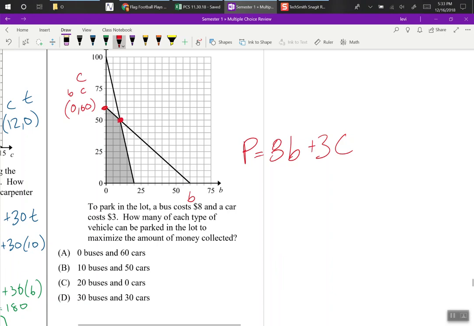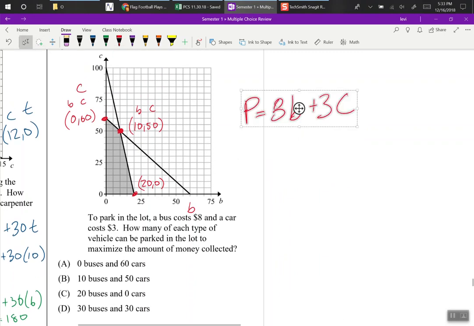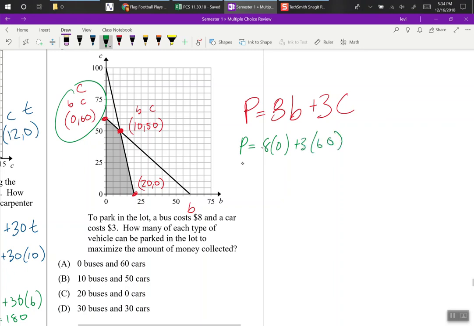We've got a point here at 10, 50, B and C, and we've got a point out here at 20, 0. So we'll plug each one of those into our equation. Our first point we'll go with 0, 60. So P equals 8 times 0 plus 3 times 60. So our profit is 180.